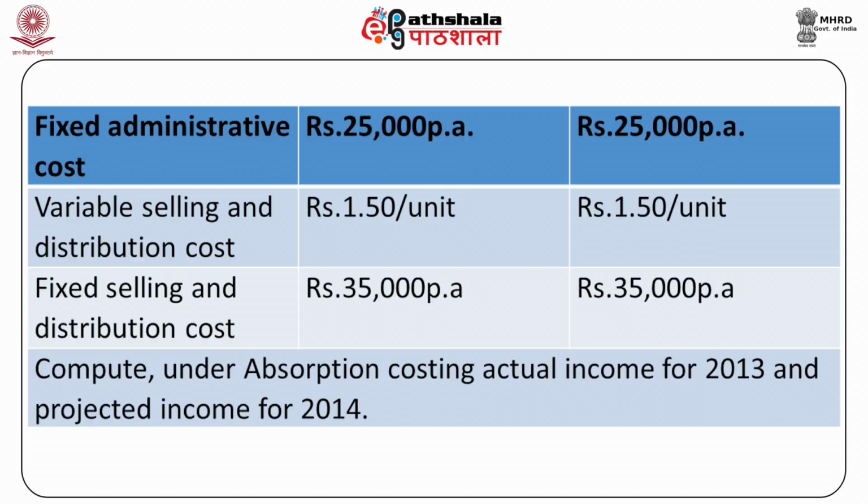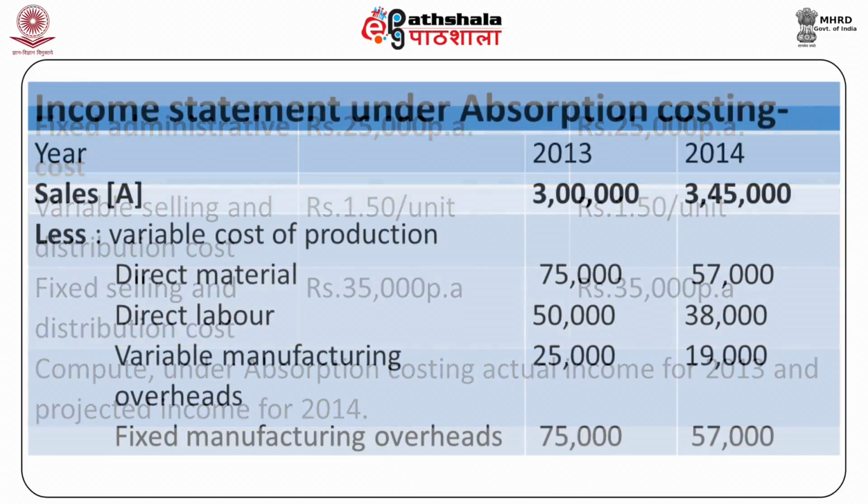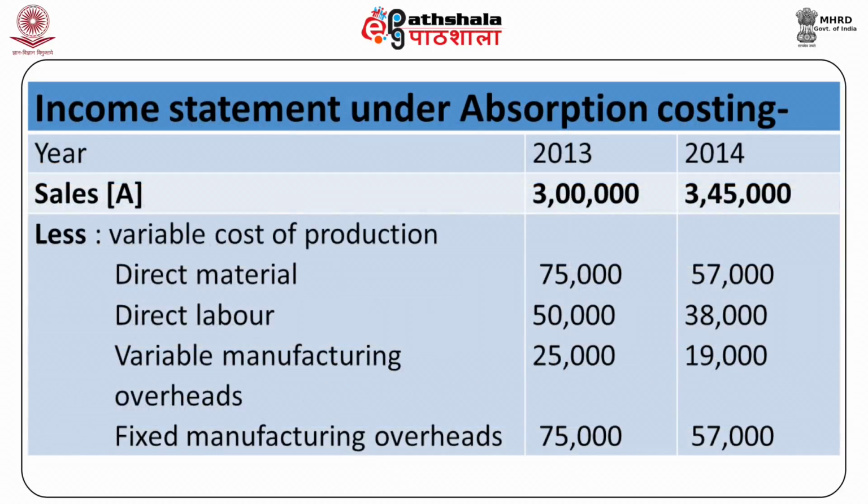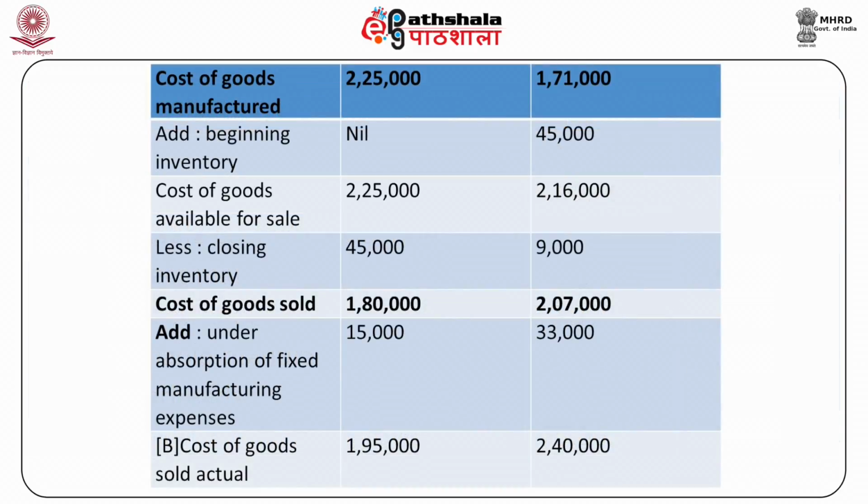We need to compute under marginal costing actual income for 2013 and projected income for 2014. The solution: income statement under marginal costing. For the year 2013, the sales is 3 lakh less variable cost of production, which includes direct material, that is 75,000, the direct labor 50,000, variable manufacturing overheads, which is 25,000. The fixed manufacturing overheads is 75,000. The cost of goods manufactured is 2,25,000.